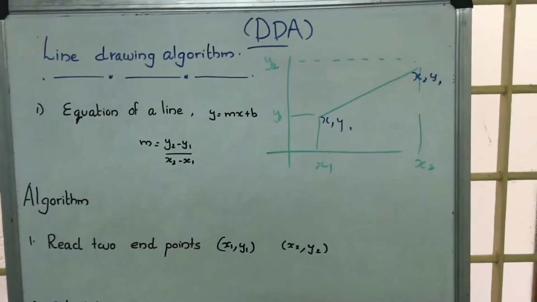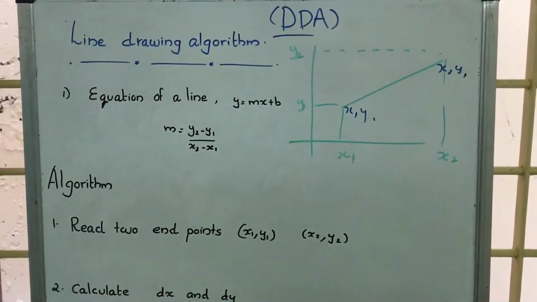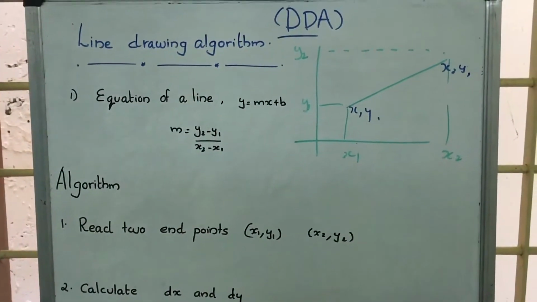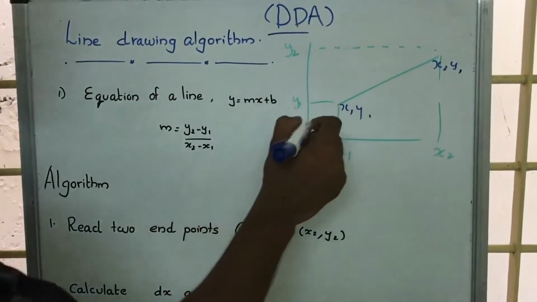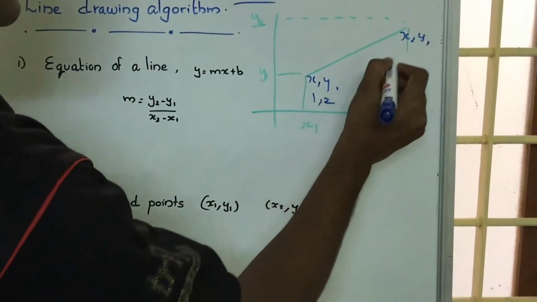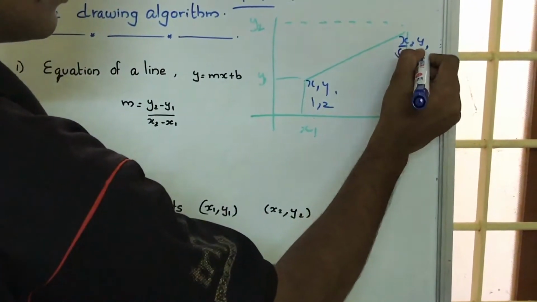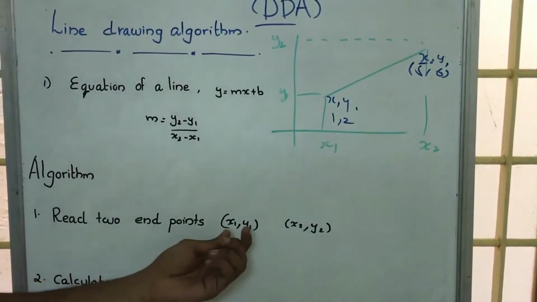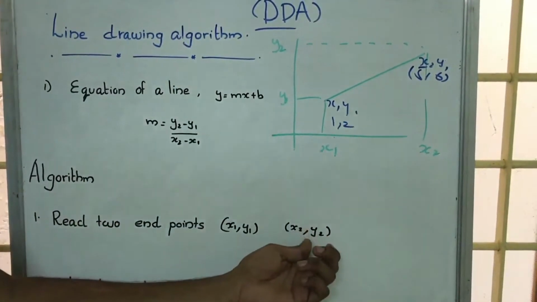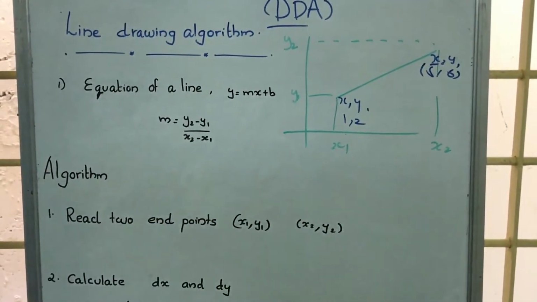In order to draw this, the first step is to read two endpoints. That is, the user has to supply the endpoints. Suppose this is 1, 2 and this is 5, 6, something like that. So we have given x1, y1 as 1, 2, and x2, y2 is 5, 6.